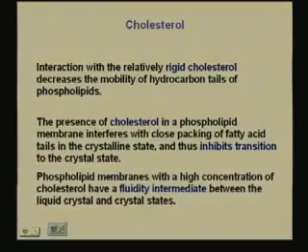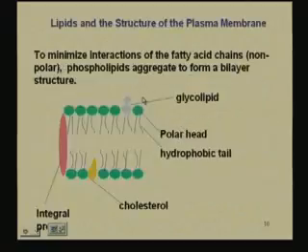It is due to the rigid cholesterol structure. Why is the cholesterol structure rigid? Because of the fused rings of the steroid. And it is this part that is interacting with the hydrocarbon chain. So, this is what we have.